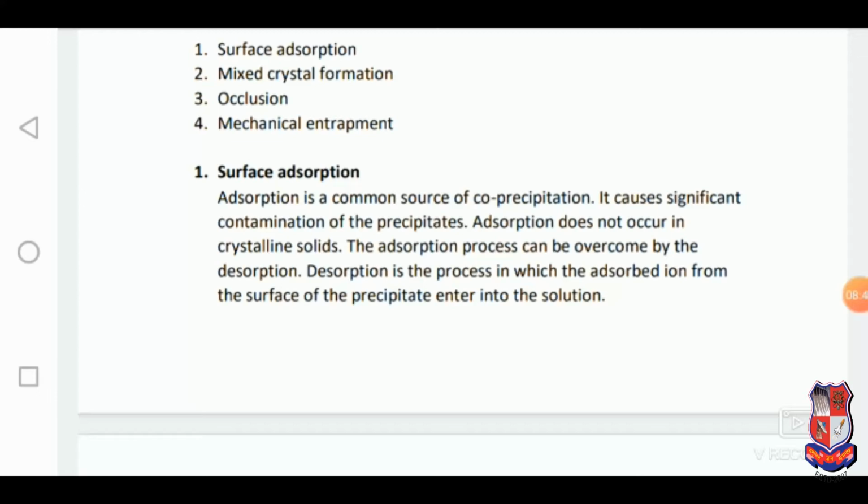Adsorption is a surface phenomenon, as we all know. It is a common source of co-precipitation. It causes significant contamination of the precipitate. Adsorption does not occur in crystalline solids. The adsorption process can be overcome by desorption. Desorption is the process in which the adsorbed ions from the surface of the precipitate enter into the solution. So after adsorption, there is desorption, which ultimately produces the impure solution, and that has to be removed.